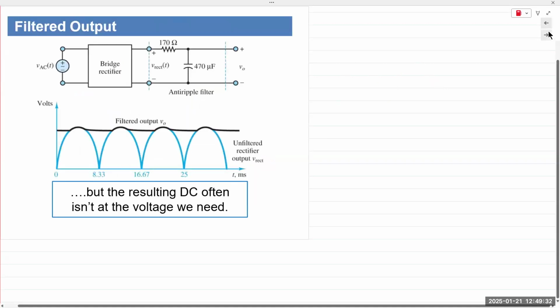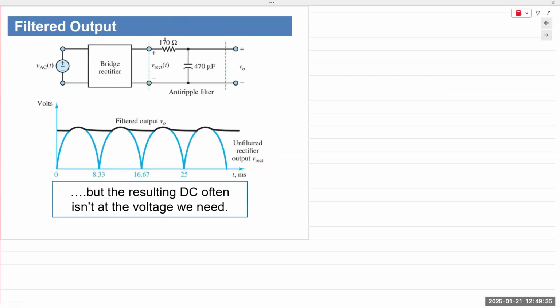Okay, so if you have a bridge rectifier and we connect a capacitor at the output before it gets to the load, this would be the load right here.